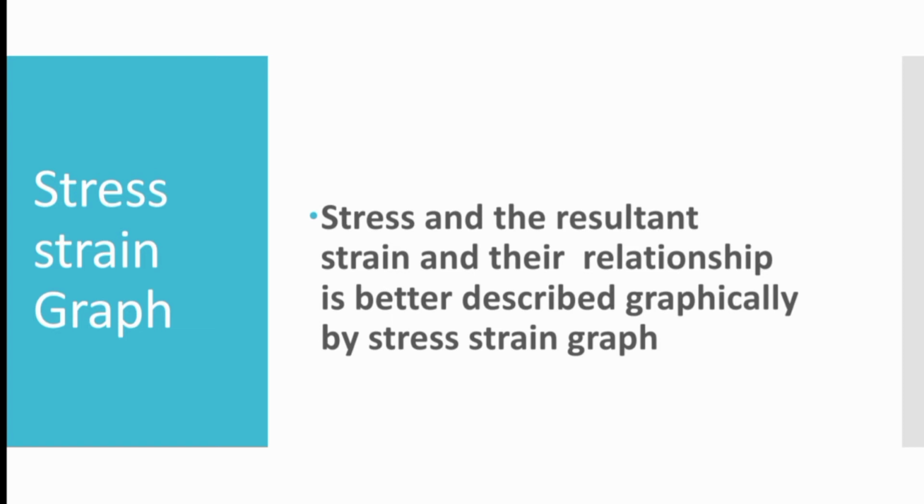Moving to the next topic, that is very important, stress strain graph. As we all know, when a stress is applied to a body, it produces a strain in that body. What is the relationship between stress and strain? It can be identified from a graph drawn between the stress and strain. That graph is called the stress strain graph. That is, stress and the resultant strain and their relationship is better described graphically by the stress strain graph.